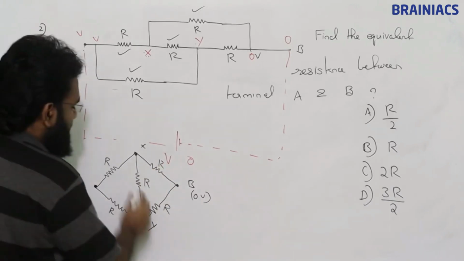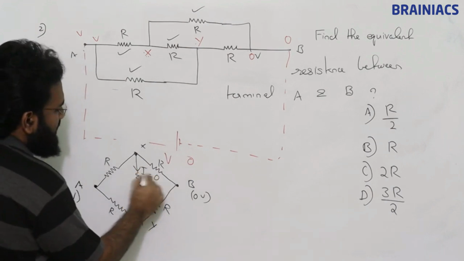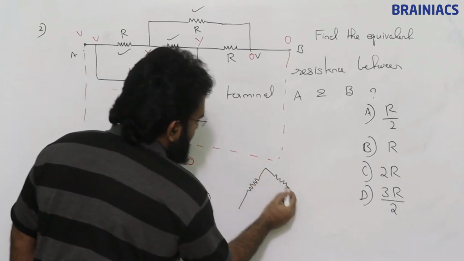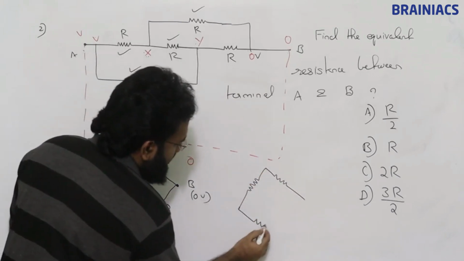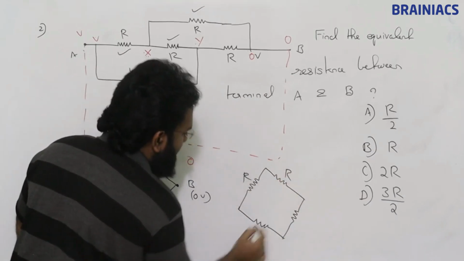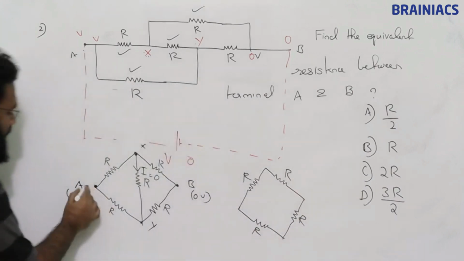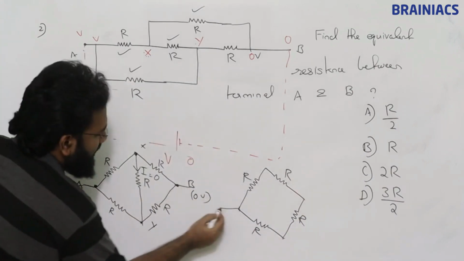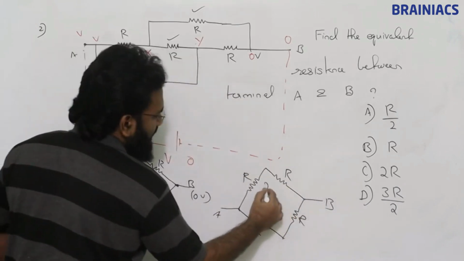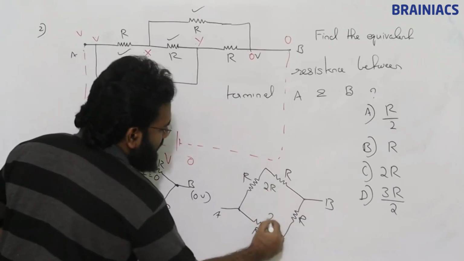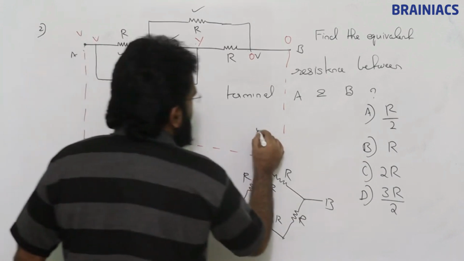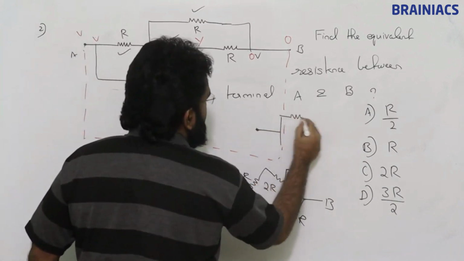So if it is a Wheatstone's bridge, no current through this, I is equal to 0 here. So this is going to be R. This is R, this is R, this is R, this is R. And what about this? Terminal A, terminal A, terminal B. So this is series, this is 2R. This is also series, this is also 2R. Now this is like what? It is coming like this.